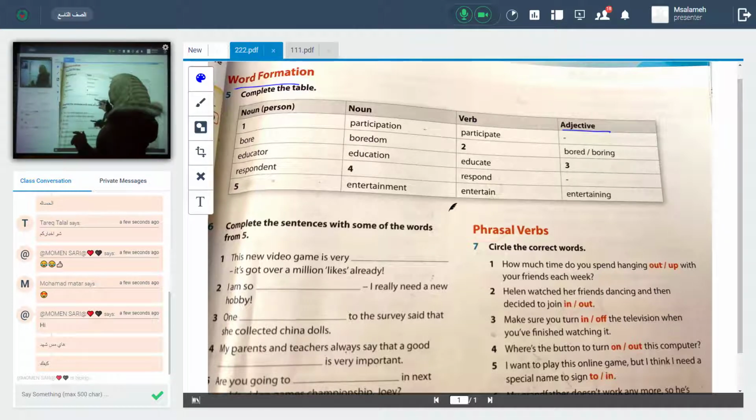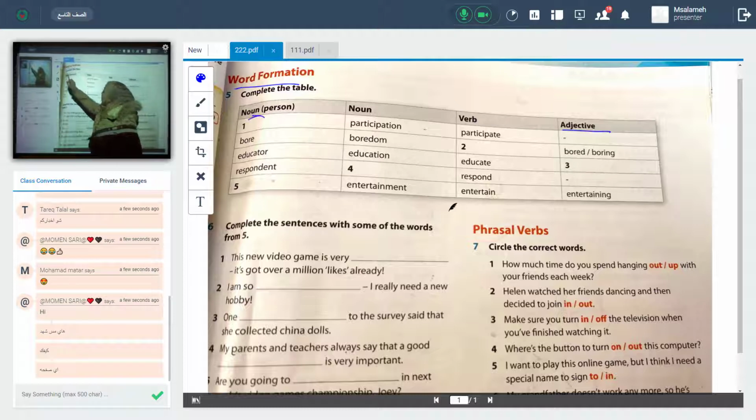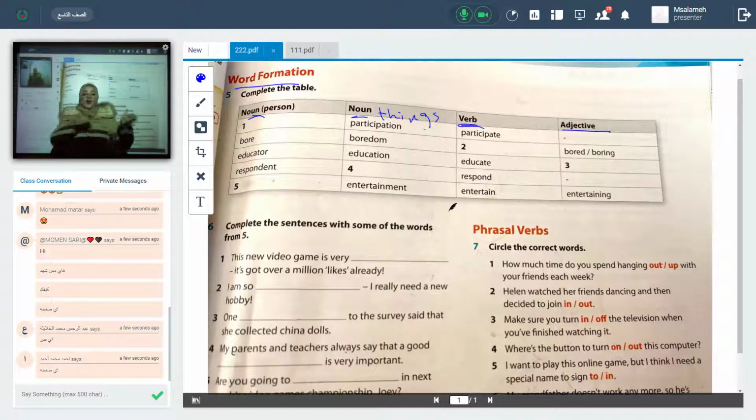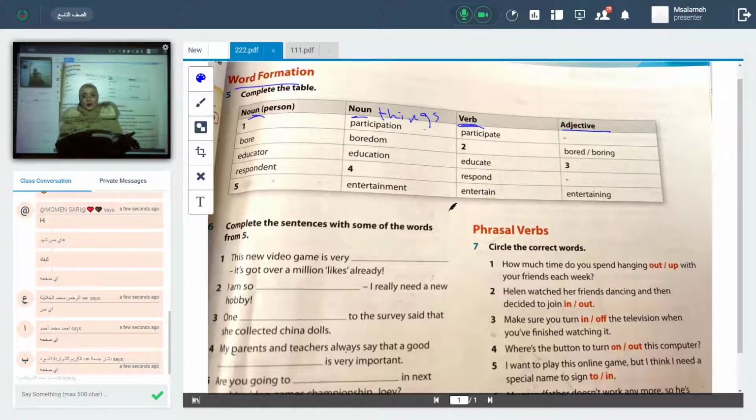Today we'll start new things. Noun for person. Noun for things. And we have verb, فعل, and adjective. Noun for person: cook, cooker. Okay?